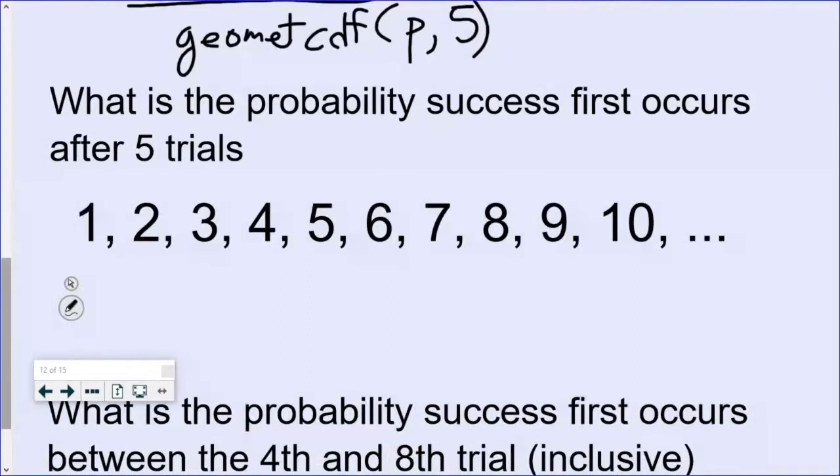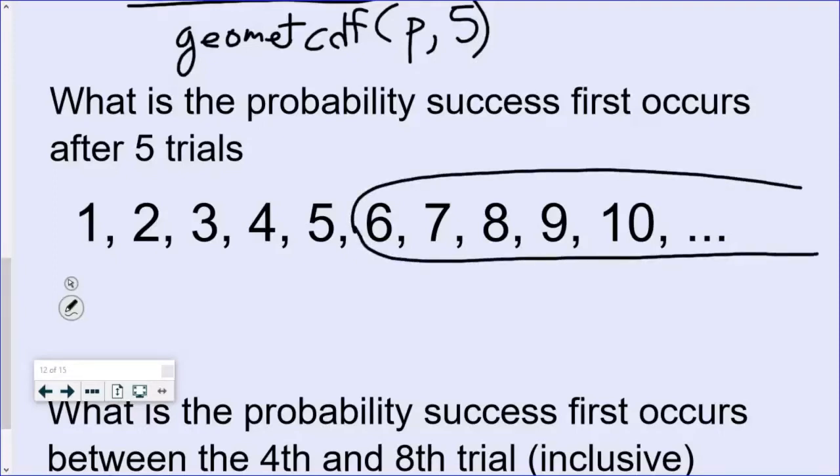So now what's the probability of success first occurs after 5 trials? Well, it can't be the 1st, 2nd, 3rd, or 4th. The 5th isn't after the 5th, so it has to be sometime after the 5th. So sometime up here. I didn't start at the very beginning. I didn't start with 1, so I know I'm going to have some subtraction. The only question is, what am I going to subtract from what? If I look, I didn't close this circle. It just went on forever. I'm going to the end, so to speak.